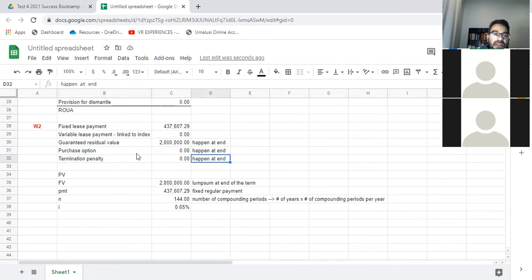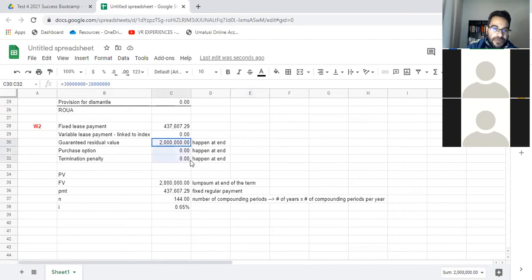So basically, you can't have a purchase option and a termination penalty, because the lessor is not going to sell it to you if you terminate early. You understand? So it'd be one of the two. Well, I mean, it can be both if you're good friends. But other than that, that is basically how it will work. So that would all be future value.